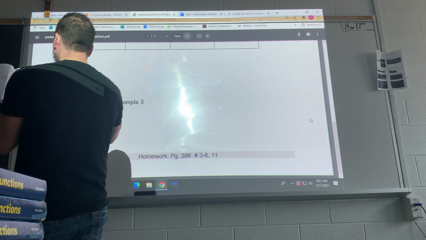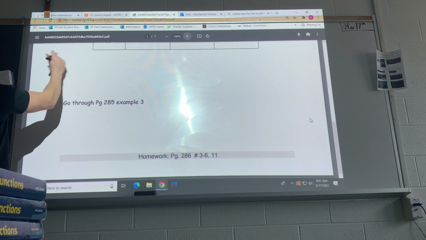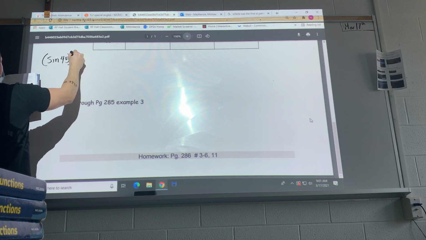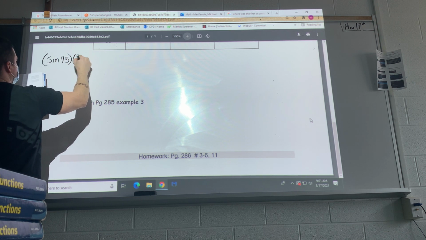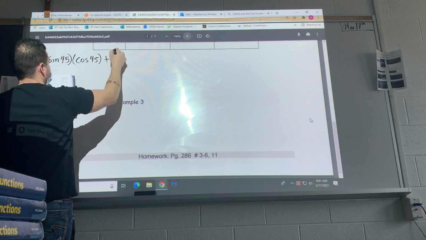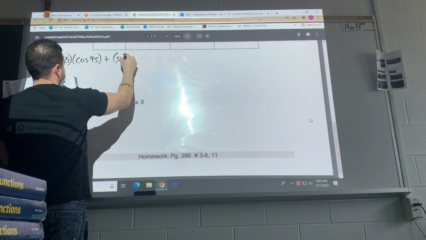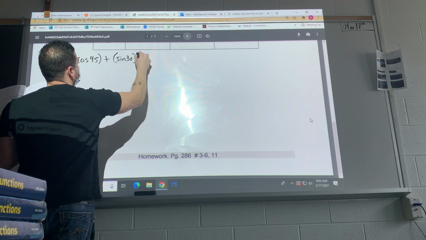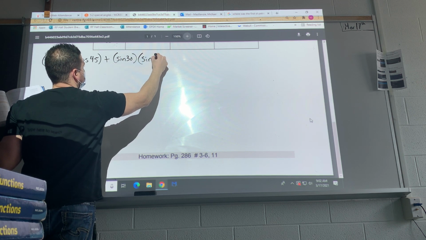So the question says, determine the exact value of this. Sine 45 times cos 45 plus sine 30 times sine 60.